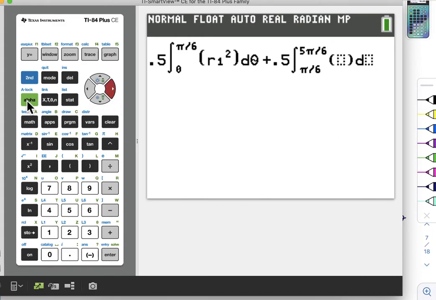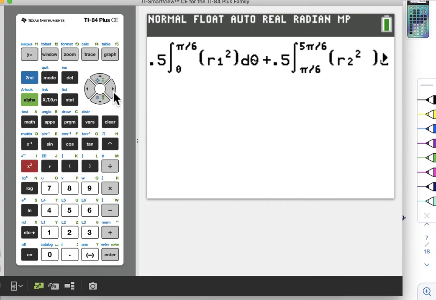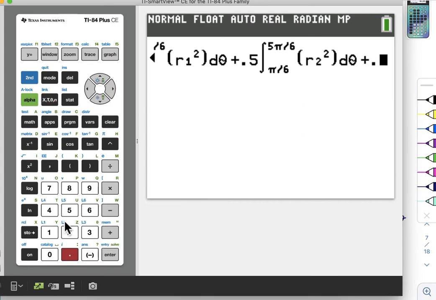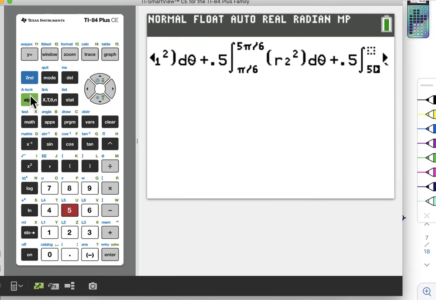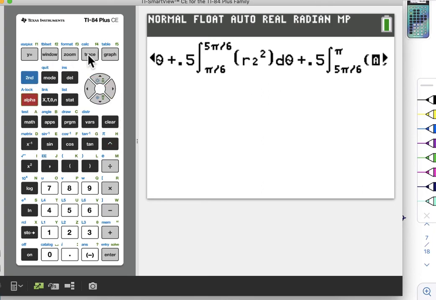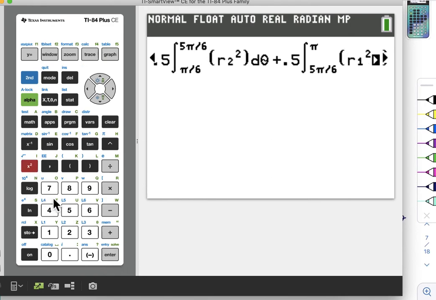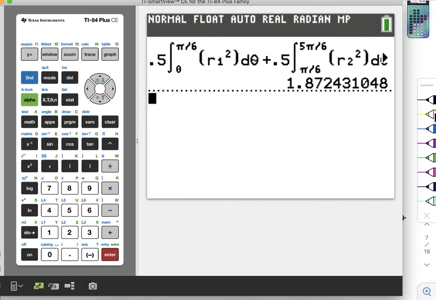And then I want to square my second equation, so alpha trace, option 2 for R2, square that in terms of theta, and then add my last integral in there. And again, I'm going from 5 pi over 6 to pi, and we want to square, so alpha trace, pull up my first equation, square it, put it in terms of theta, hit equals. Didn't take long to pop out there. So our approximate answer there is going to be that the area is about 1.872.